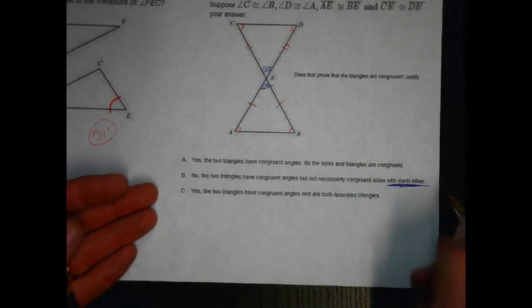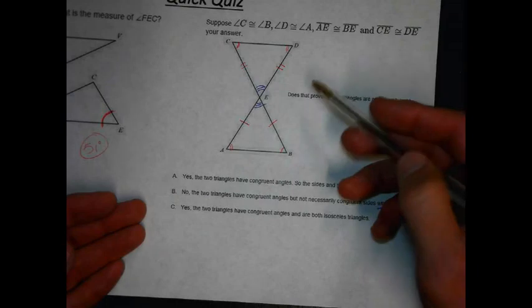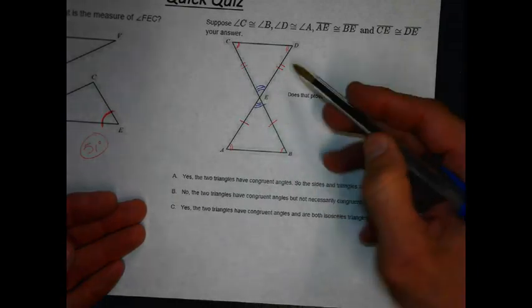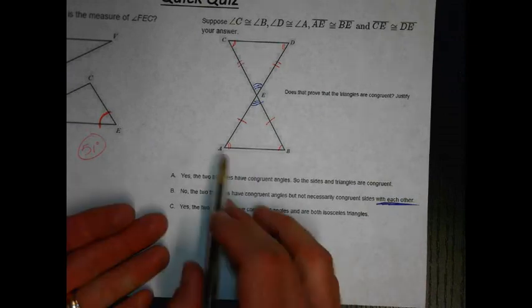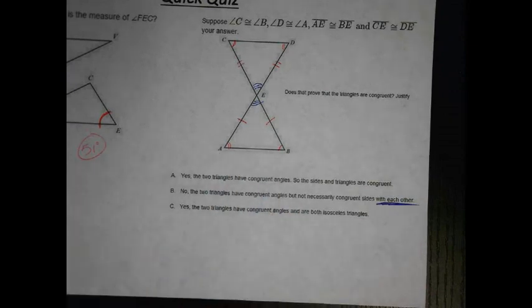Okay, so if AE was congruent to CE, now we might be talking, right? And if BE were congruent to DE, we might be talking. But even though we still don't know AB and CD yet, there'll be shortcuts coming.